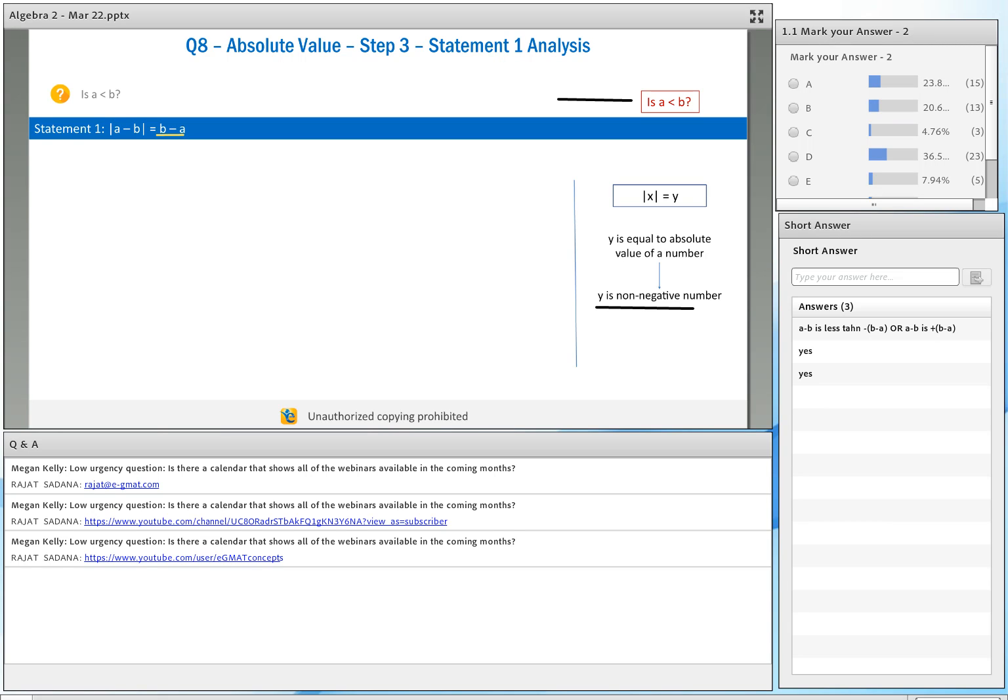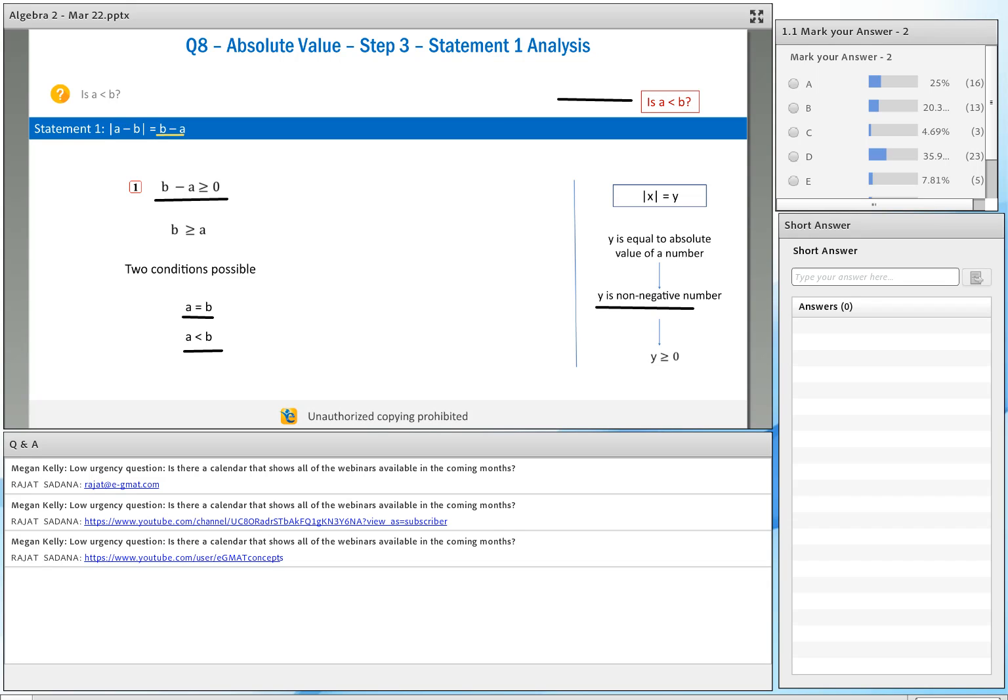Is that clear to everyone? That's kind of the very definition of absolute value, right? Which means y is equal to 0 or y is greater than 0. Now let's take both these cases. What this really means is that b minus a is greater than or equal to 0, which means that b can be greater than or equal to a. Which means there are two possibilities: B is equal to A or B is greater than A. Is that clear to everyone?